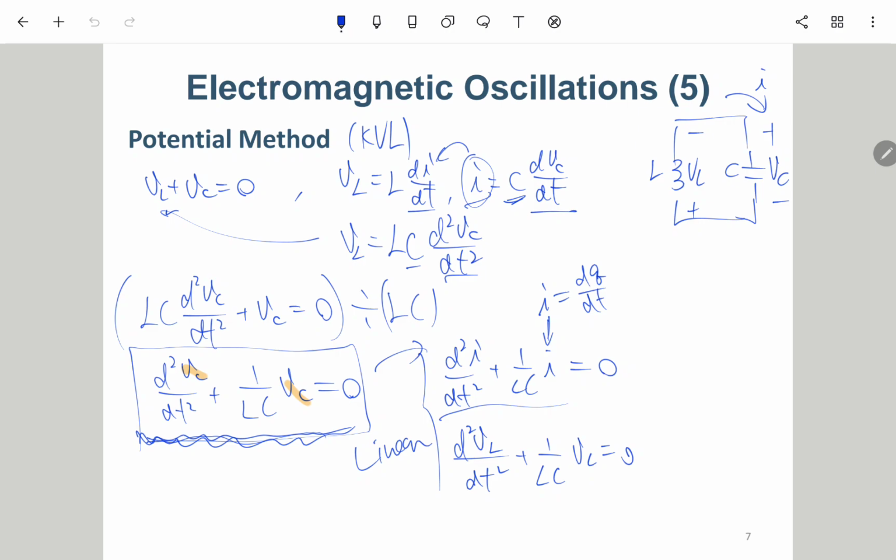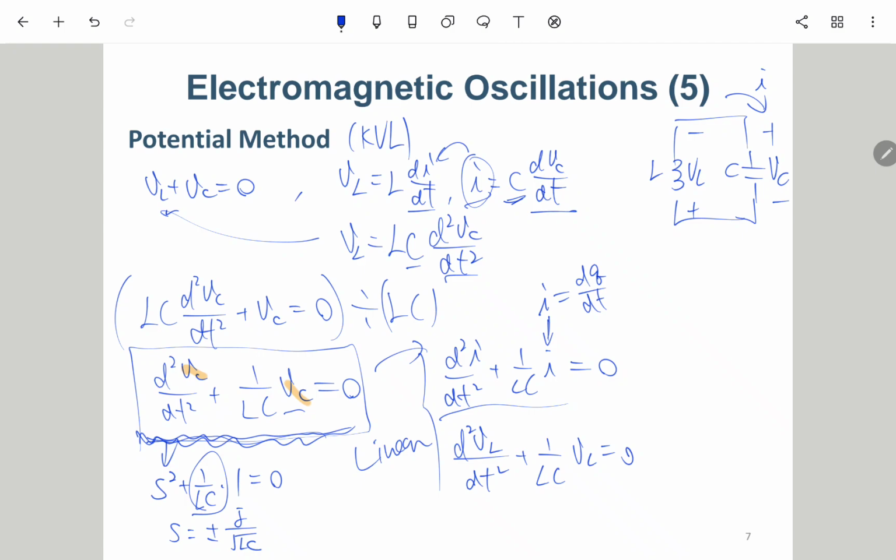Actually, I haven't solved it yet. To really solve it is not that difficult. We change the second derivative to s squared, and then plus 1 over LC, and the original function we make it a 1. So s squared plus 1 over LC, times 1, equals 0. This is interesting: it is a positive value, so s squared becomes negative 1 over LC. So s becomes plus or minus j over the square root of LC.